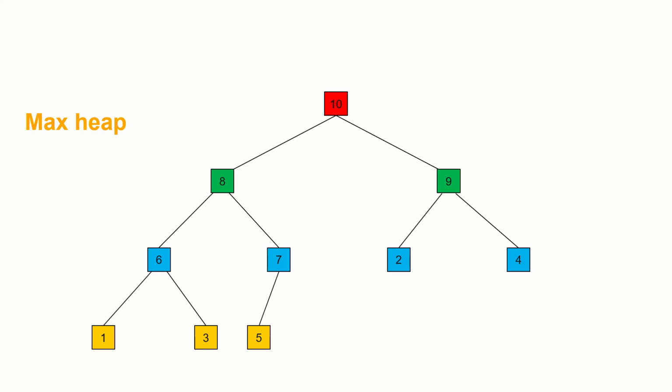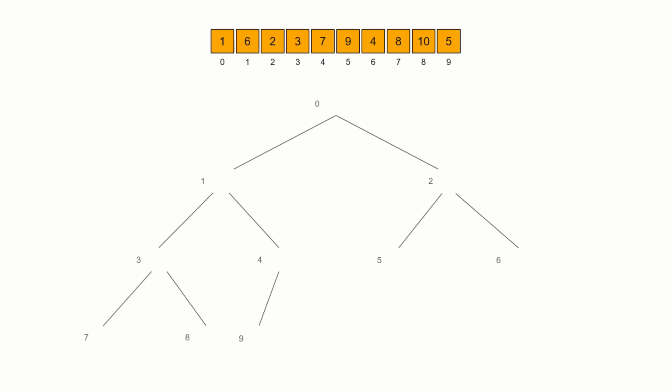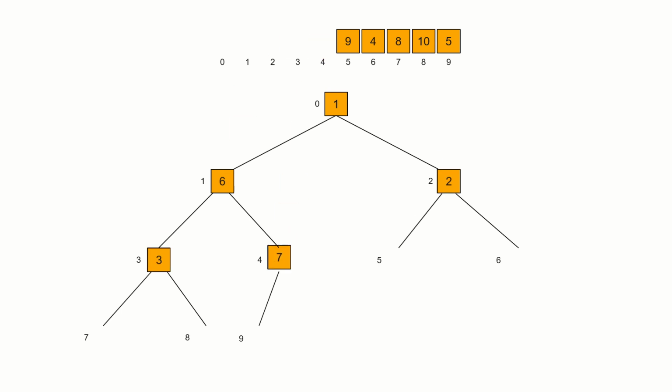Let's see how we make heap from a random collection. Here is my random collection stored in a vector, for example. And then we build our mental model, the binary tree, to represent our collection.